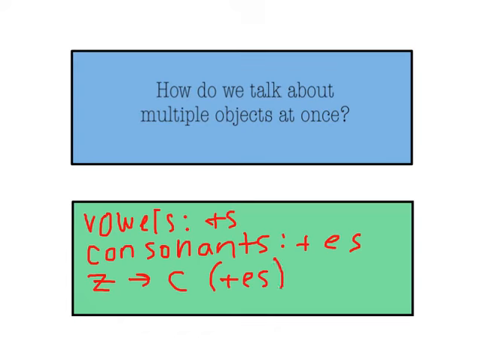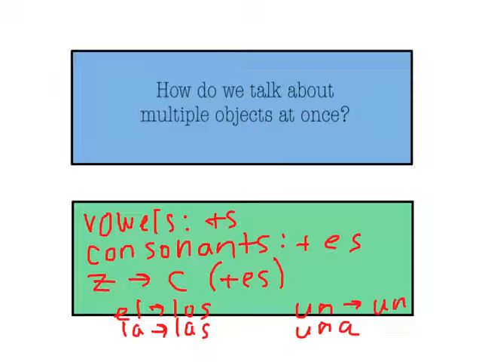And then the other thing that I want you to do is go ahead and write your el, la, and your un and una, and then the plural forms of those. So el turns into los, la turns into las, un turns into unos, and una turns into unas. Sorry, that's a U. All right.